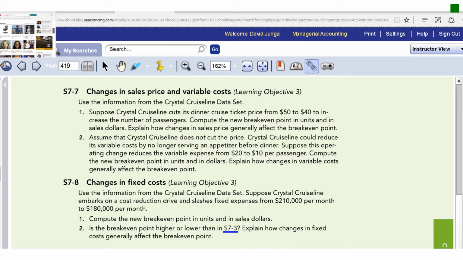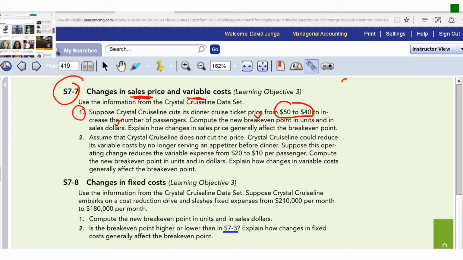Okay, so this is the illustration for exercise 7.7, and what we're going to do is change that sales price and the variable cost setup. So in part 1, they're going to cut the dinner price from 50 to 40 to try to attract more passengers. They want you to figure out the new break-even point in units and dollars.